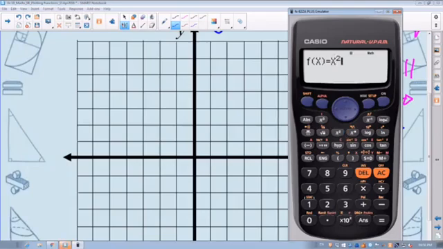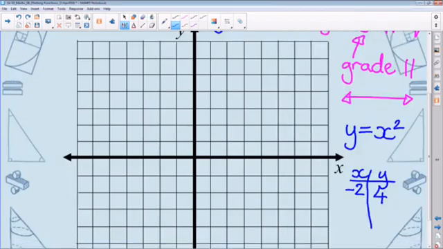There we go. And I'll press equals, and equals again. I'm going to start at negative 2 this time, and I'm going to end at 2, and I'm going to go up in steps of 1. And my table says that for the value of negative 2 for x, I've got a value of 4 for y. And then for negative 1, I've got a value of 1. And then 0, 0 again.